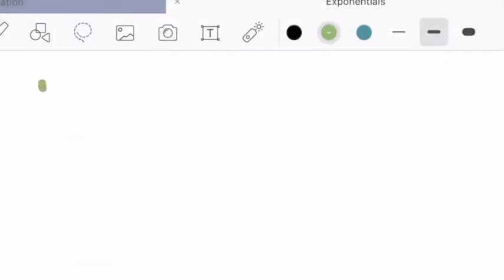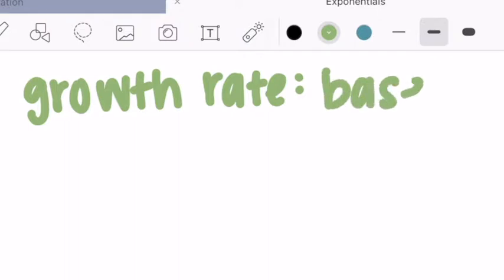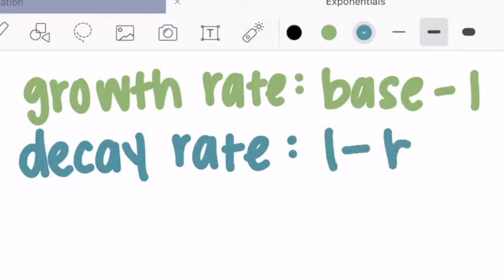To find the growth rate, you're going to do the base minus 1. To find the decay rate, you're going to take 1 and subtract the base.